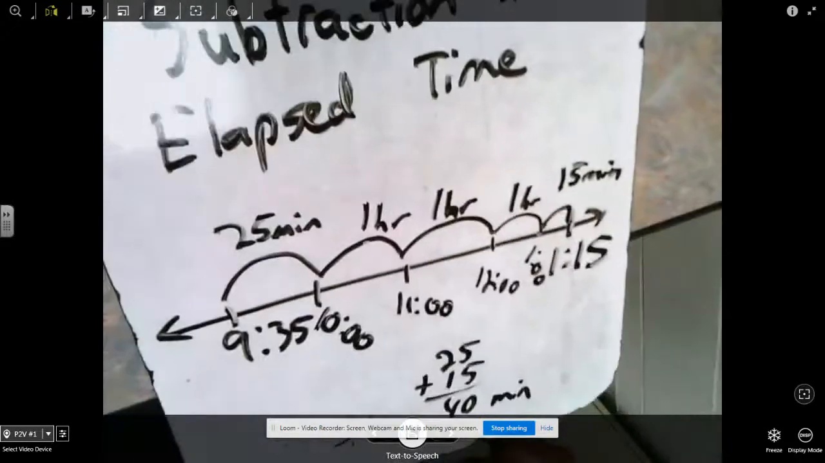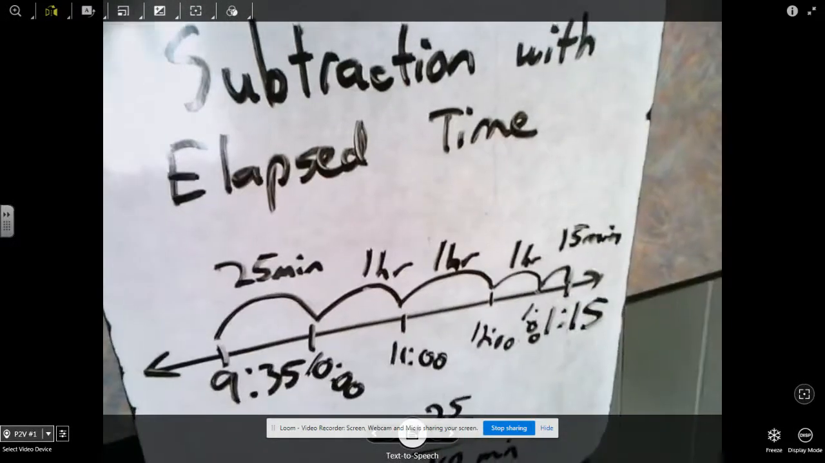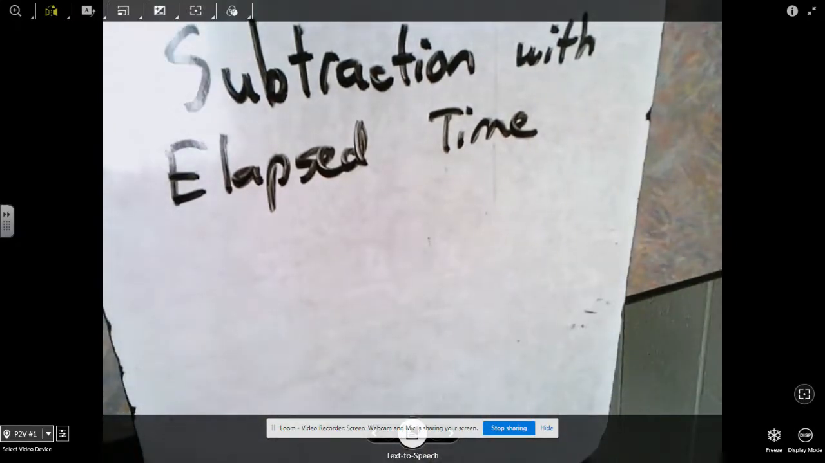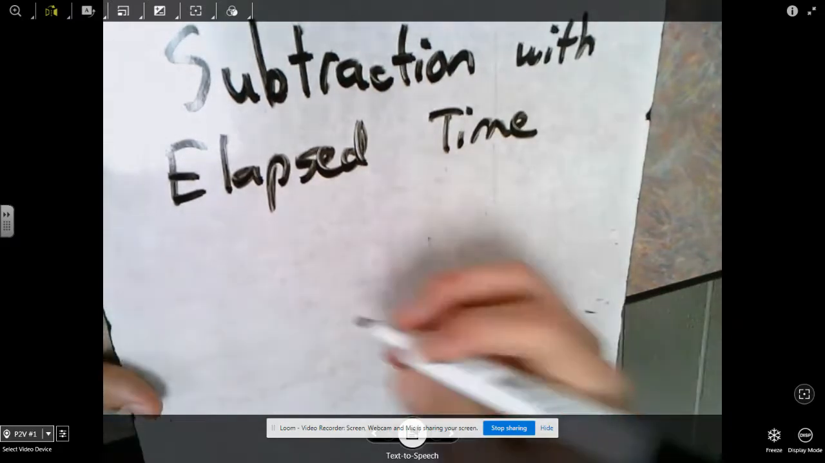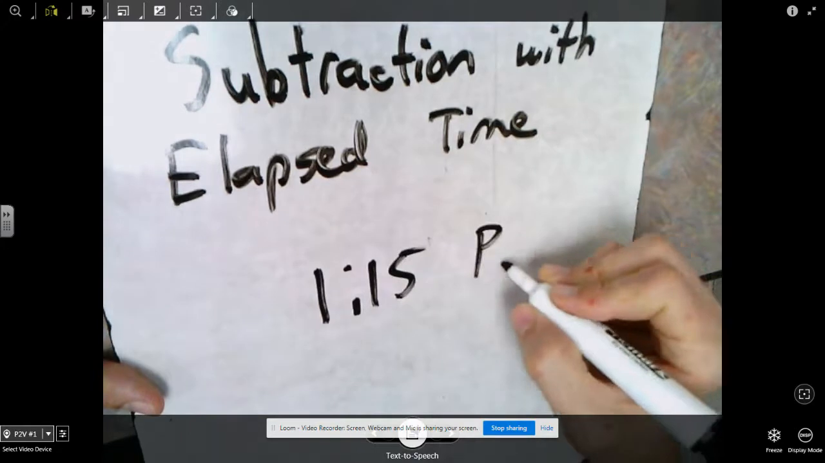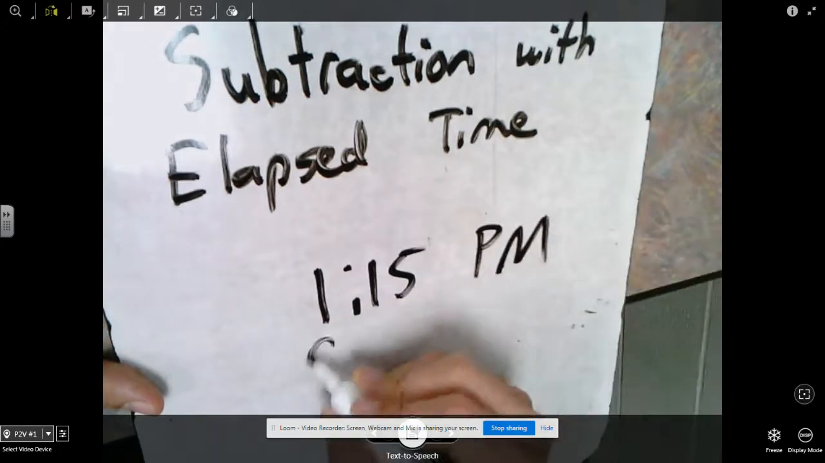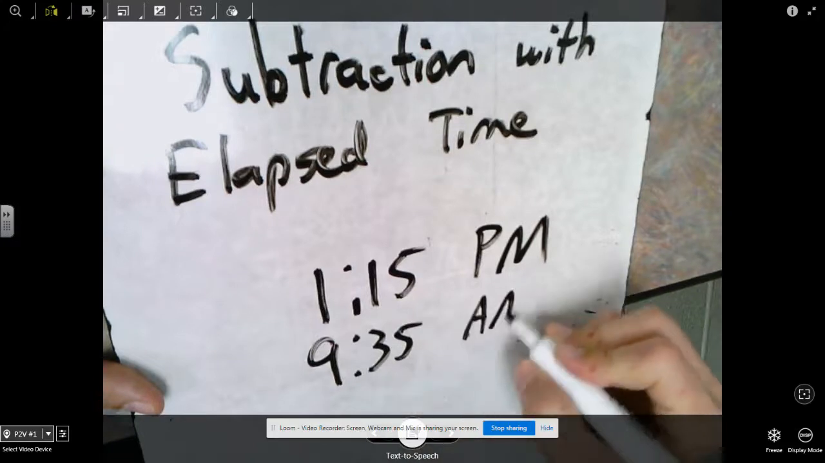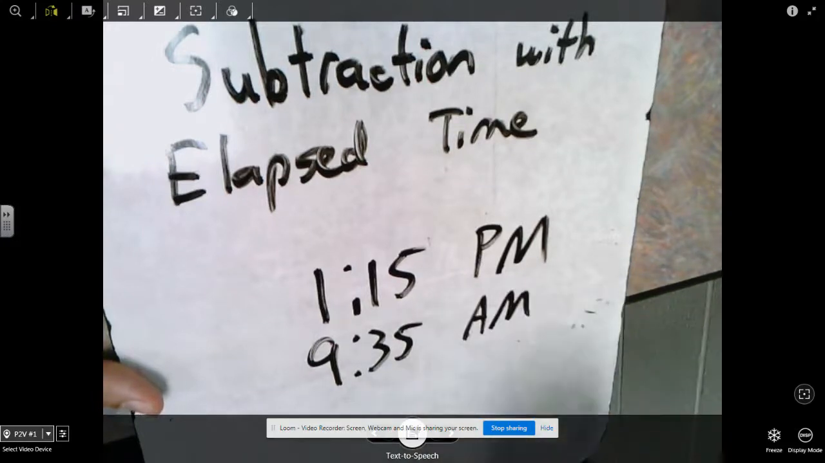This year, though, I want to show you a different method. You can use either one that works for you. I want to show you subtraction with elapsed time. So if we do the same problem, it was 1:15 p.m. and going from 9:35 a.m. So I can just simply subtract this problem.